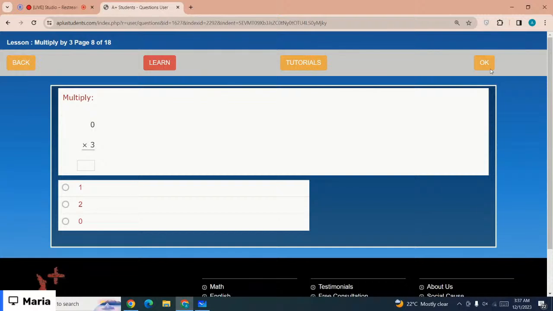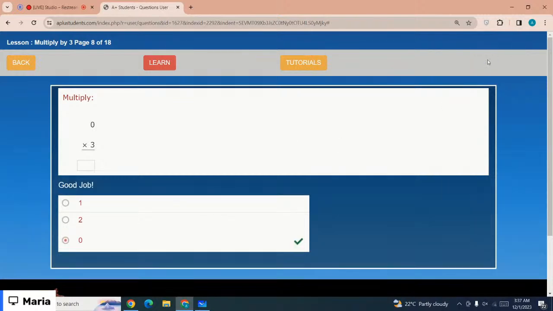Three times 0 equal. Very good. The correct option is 0. Any number multiplied by 0 equals 0, right?